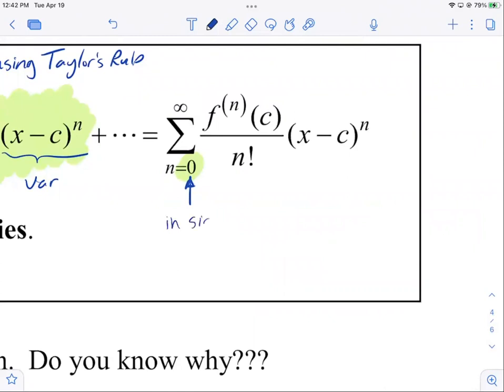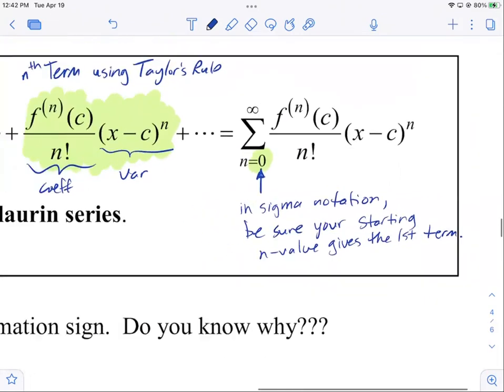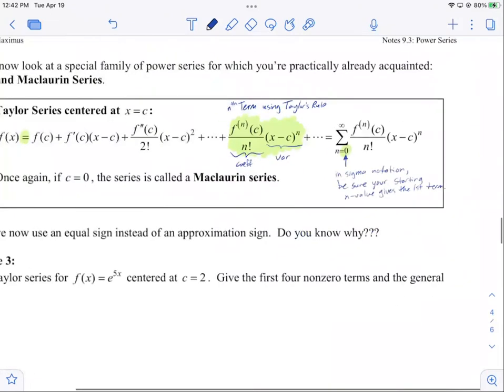In sigma notation, be sure your starting n value corresponds with, or gives, the first term. If not, just adjust it down there. Say starting at n equals 1 or at n equals 2. Or if it starts at 1, say n equals 0. You don't have to worry about that when you list it in the general form, okay?